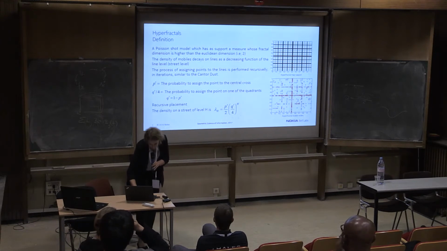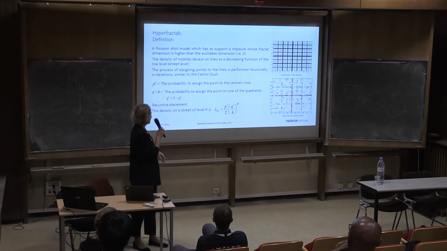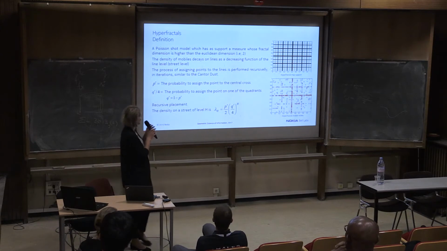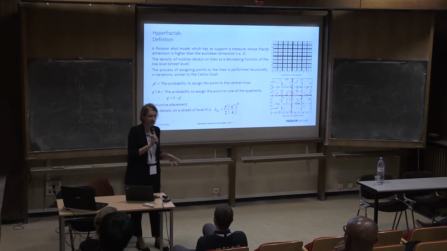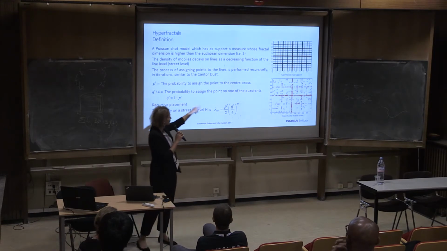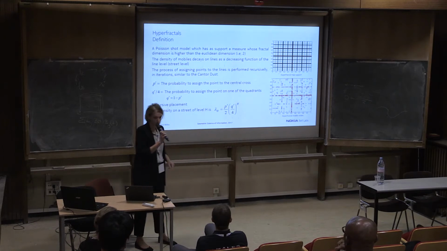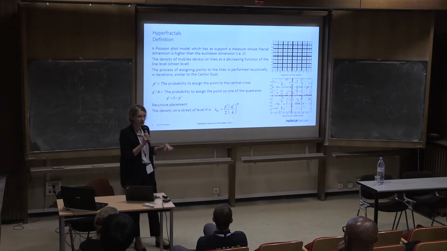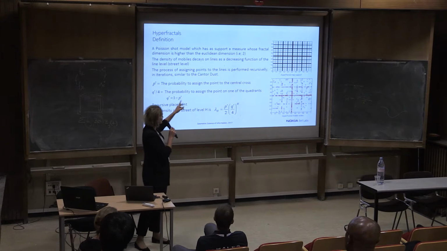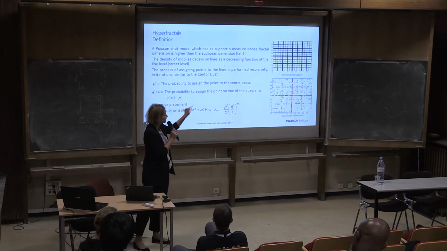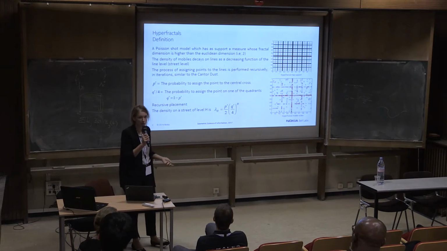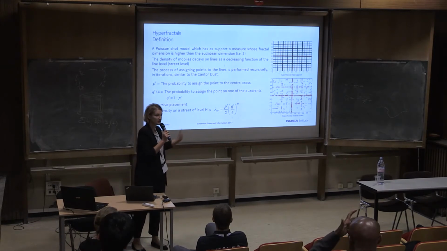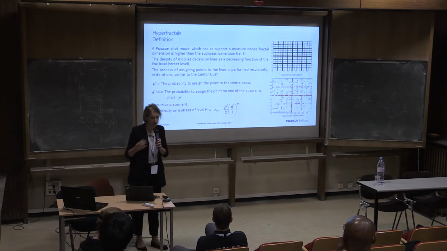If I want to define the hyperfractal, I would say that it's a Poisson shot model which has a support, a measure whose fractal dimension is higher than the Euclidean dimension. In this case, we're going to work with the Euclidean dimension 2. The density of mobile nodes on lines will decay as a function of the street level, and we're going to build the hyperfractal as we usually do with fractals, in a recursive iterative process, as follows.